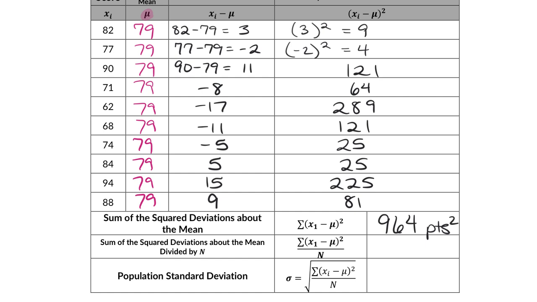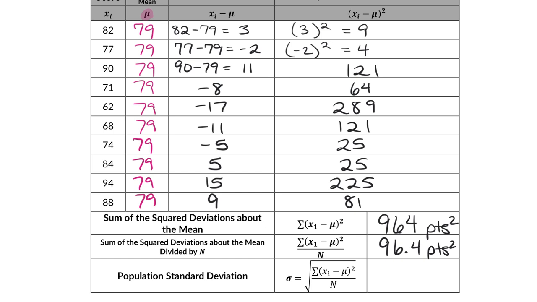The next thing I'm going to do, again, to get the inside of this square root, the radicand here, is divide by the number of observations. And the number of observations is 10. That means this becomes 96.4 points squared.